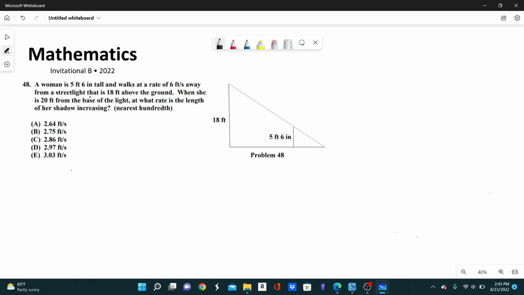length is 5 foot 6 inches. So instead of saying 5 foot 6 inches, I'm just going to quickly change it to just 5.5 feet.